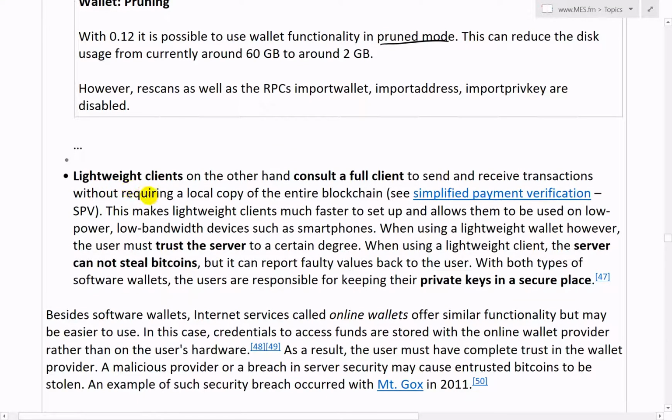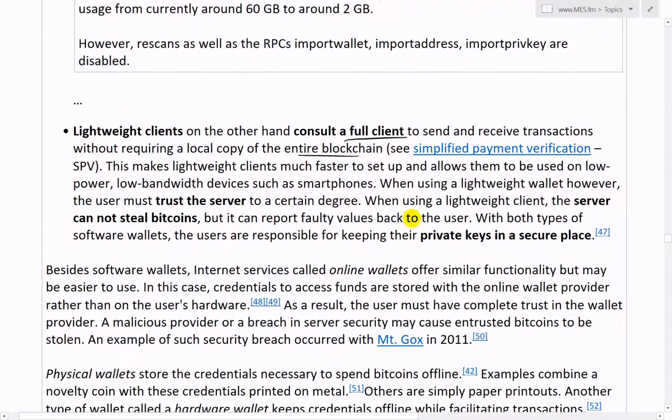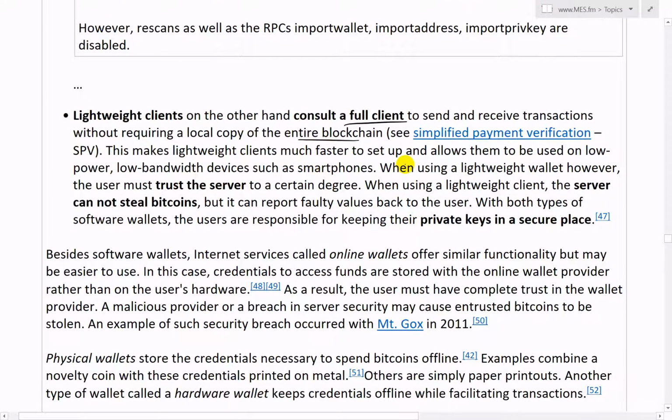Lightweight clients, on the other hand, consult a full client to send and receive transactions without requiring a local copy of the entire blockchain. See simplified payment verification, SPV. This makes lightweight clients much faster to set up and allows them to be used on low power or low bandwidth devices such as smartphones. When using a lightweight wallet, however, the user must trust the server to a certain degree. The server cannot steal Bitcoins, but it can report faulty values back to the user, or just make it longer for you to buy or sell Bitcoins.